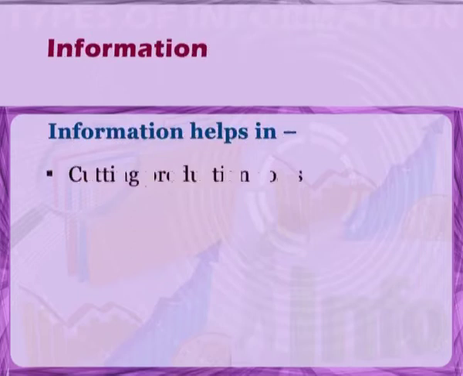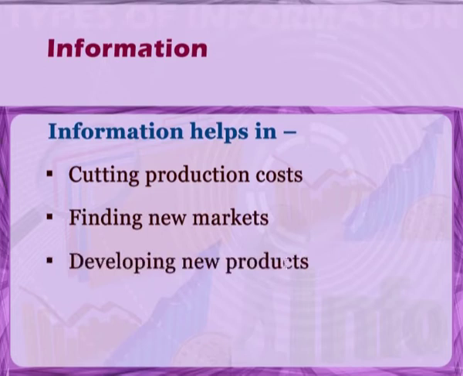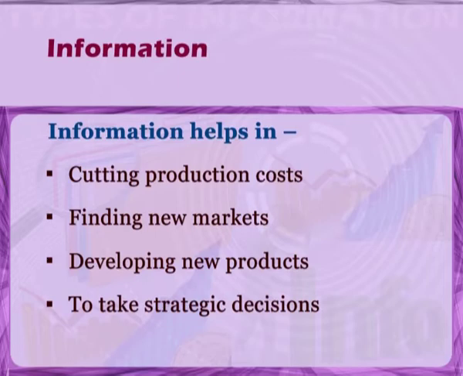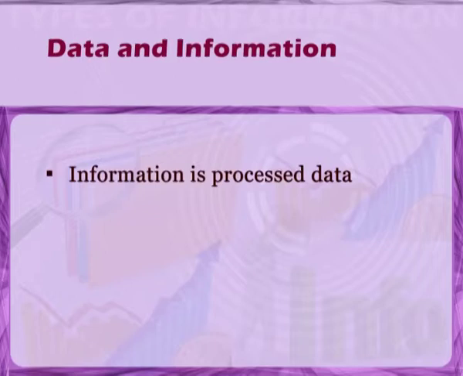This information helps in cutting production costs, finding new markets, developing new products or to take strategic decisions to decide about the future direction of the company. Information is one of the organization's valuable and important resources. The source of information is data. Many think that data and information both are same, but in reality, information is processed data.